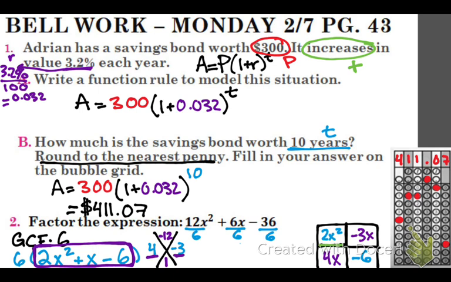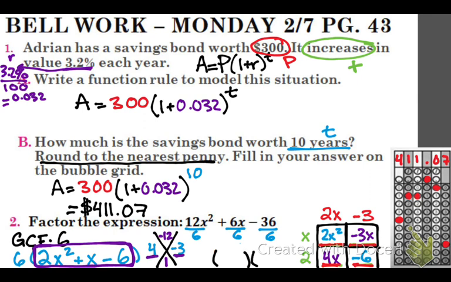What is the greatest common factor of 2x squared and negative 3x? X. Yeah, just x. What about 4x and negative 6? Just 2. Yeah. What about 2x squared and 4x? 2x. And our last one is negative 3x and negative 6. It'd be negative 3.